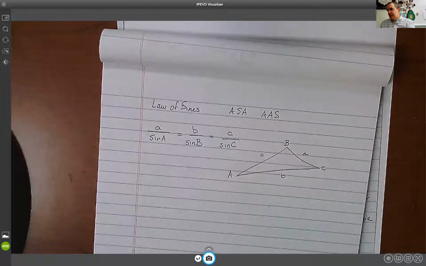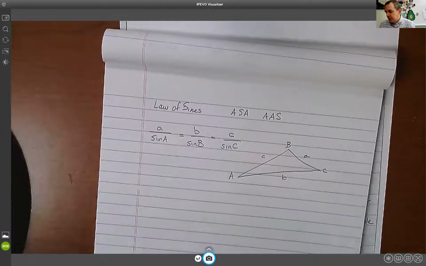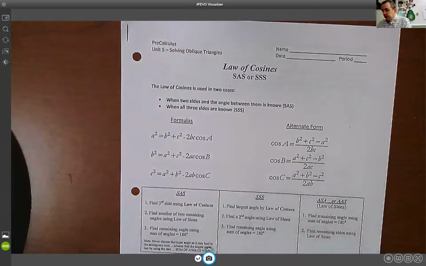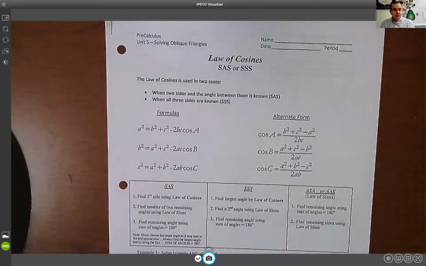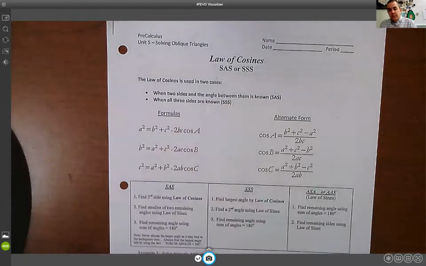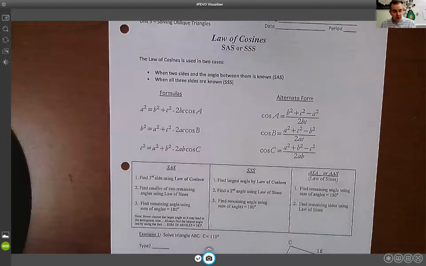What this did is allow us to figure out the other parts of the triangle while only knowing a few pieces. So if we knew two angles and a side, we would use the law of sines. That was what we talked about a couple classes ago. Today we're going to talk about the law of cosines, which is for when we have two sides or three sides, when we have more sides than angles. And again, these formulas are on the half sheet that I gave you.